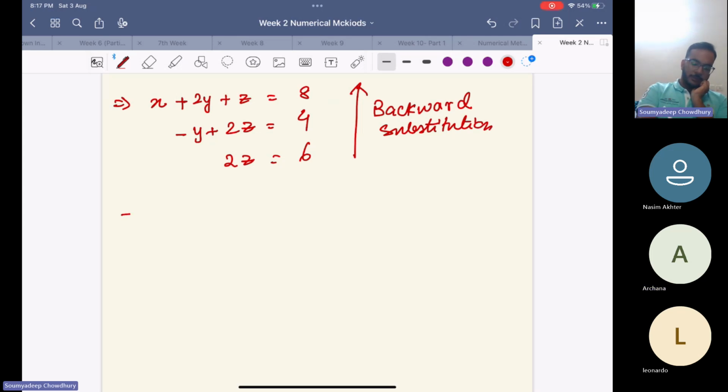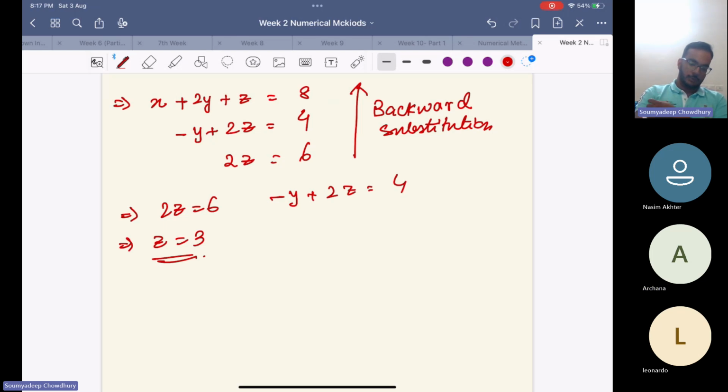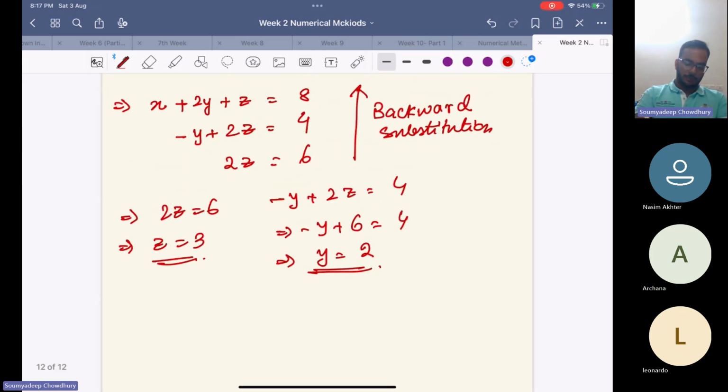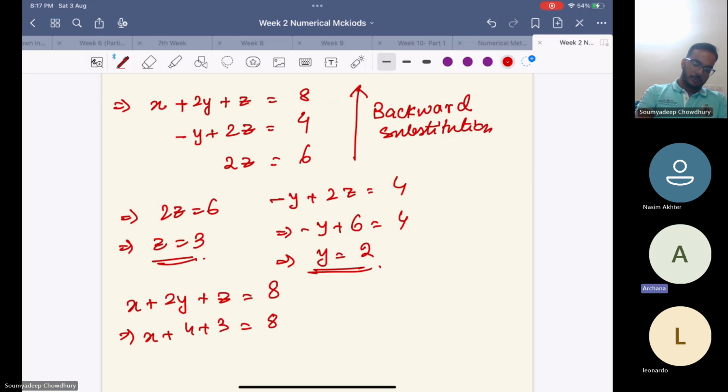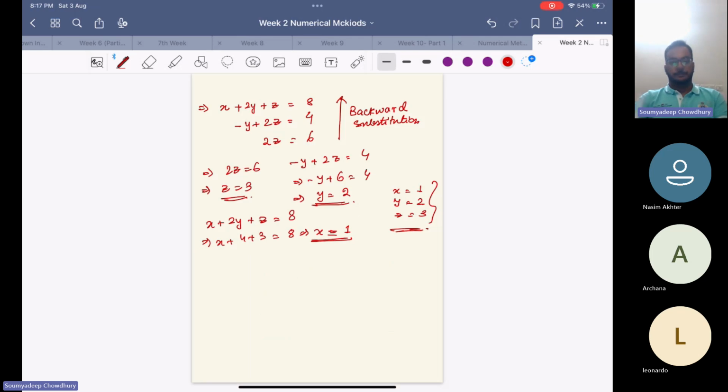So if I take the third equation first, it is 2z equal to 6. So from this we will get z equal to 3. Now using this z equal to 3 we will move up. The equation is minus y plus 2z equal to 4. So it is minus y plus 6 equal to 4 and y equals 2. Then we will move to the first equation with these two values of y and z. x plus 2y plus z equal to 8. If I substitute, x plus 4 plus 3 equal to 8, x equal to 1. So in this way, we can solve: x is 1, y is 2, z is 3. So in this way, we can solve the equations.